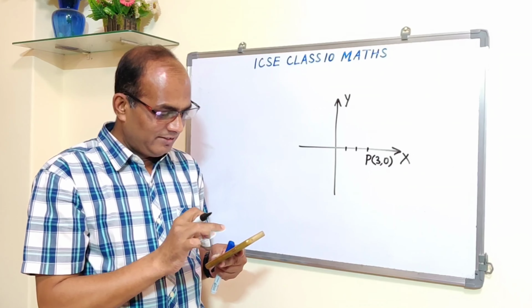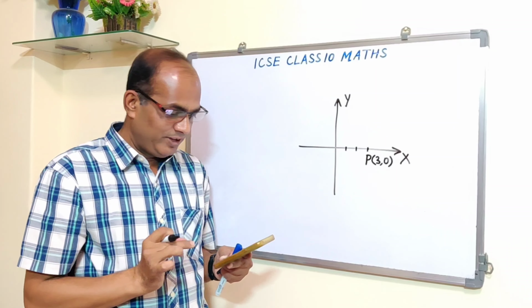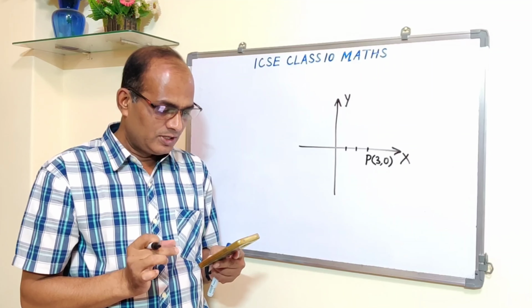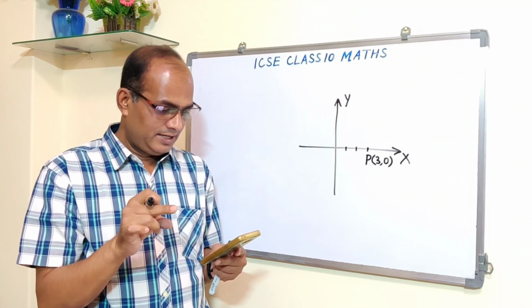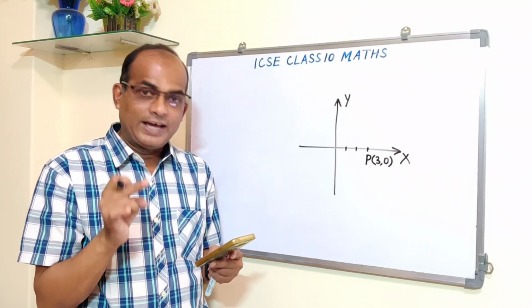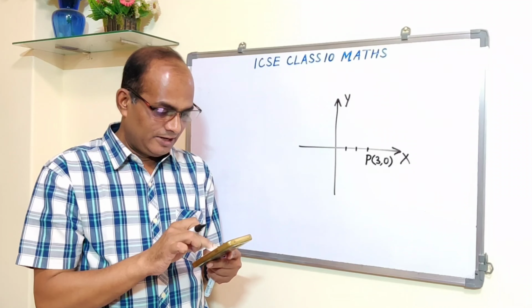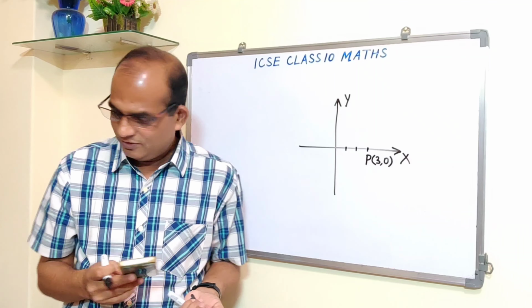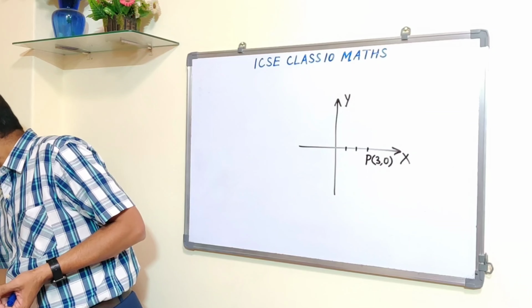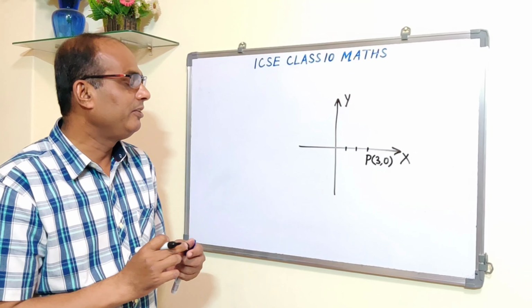Now the question is, the point P(3, 0) is invariant under reflection in origin, A; x-axis, B; y-axis, C; and both x and y-axis, that is D option. Which one is correct? So let's first understand the meaning of being invariant.